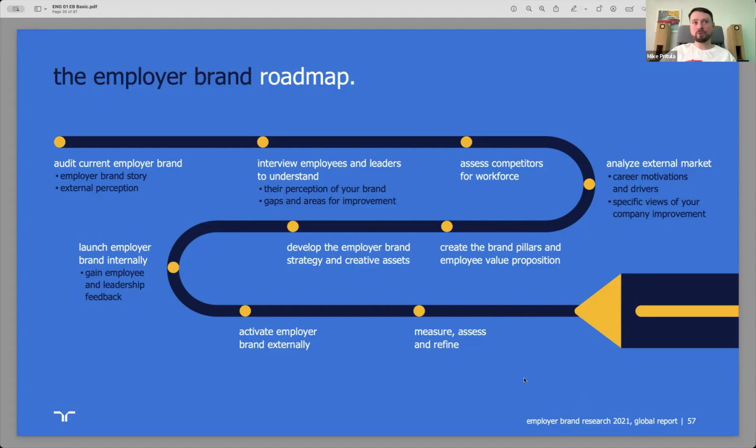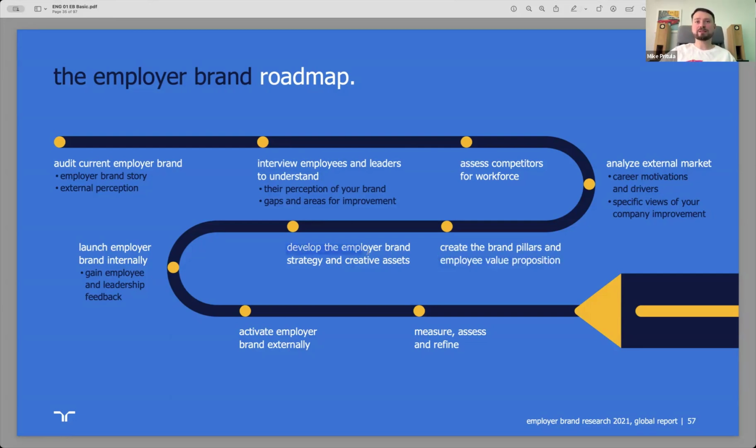We start from the audit of current employer brand story, external perception. Then we interview employees and leaders to understand their perception of your brand and gaps and areas for improvement. Actually, my approach is also to include the interview of external target audience as well. Assess competitors for workforce. Analyze external market, career motivations and drivers, specific use of your company improvement. Create the brand pillars and employee value proposition, so you can see EVP again.